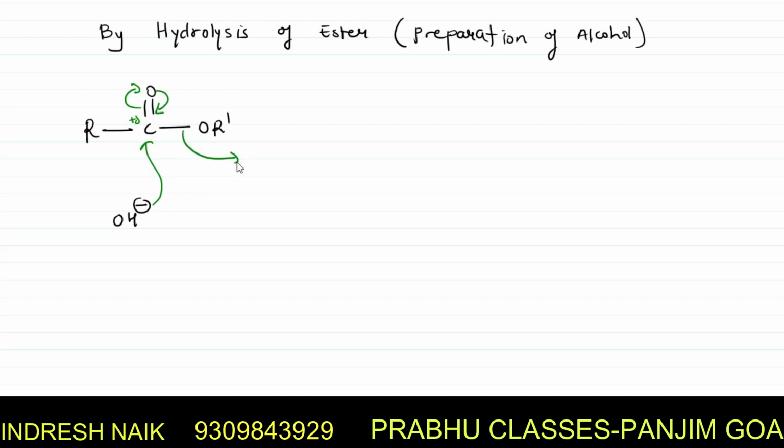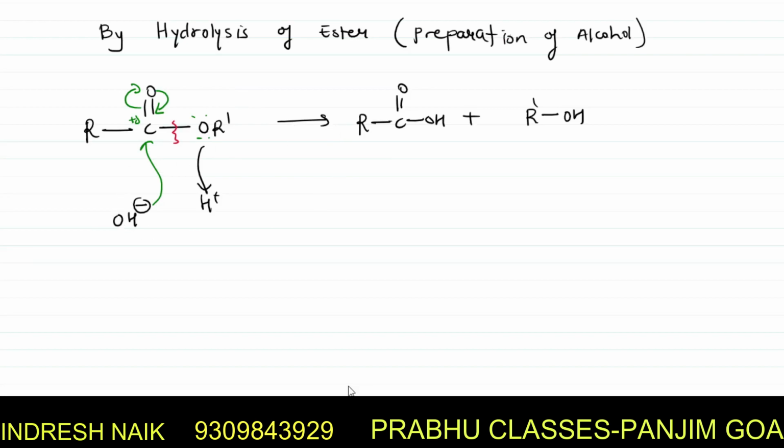Or I can show it this way. This is a lone pair, and it will also interact with the H plus part of the water. It is going to do this way, and this is the bond which is going to break. So what you get here is two things: one is COOH, and the other is R dash OH. R dash OH is the alcohol, and this is the carboxylic acid.